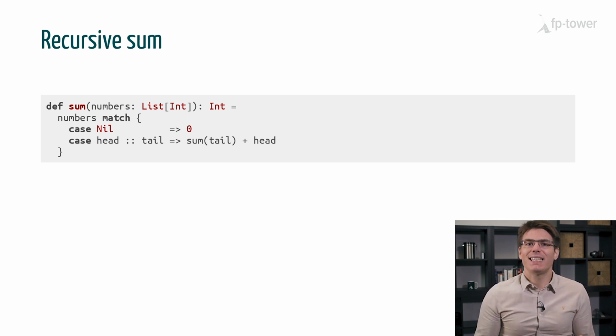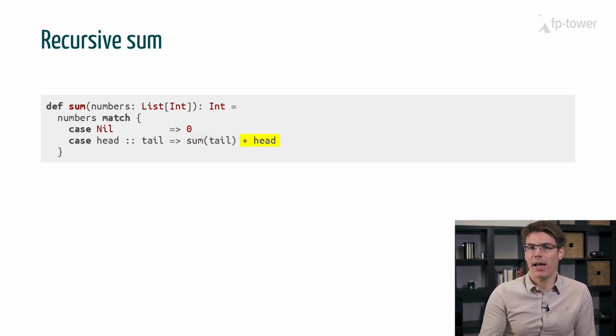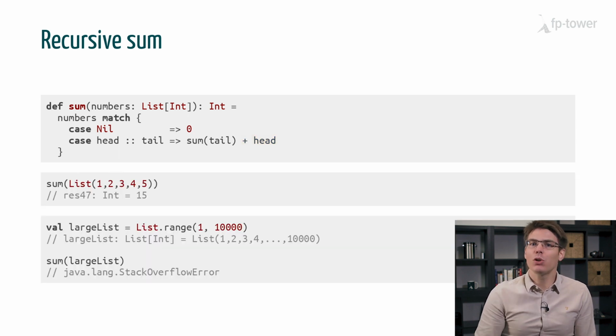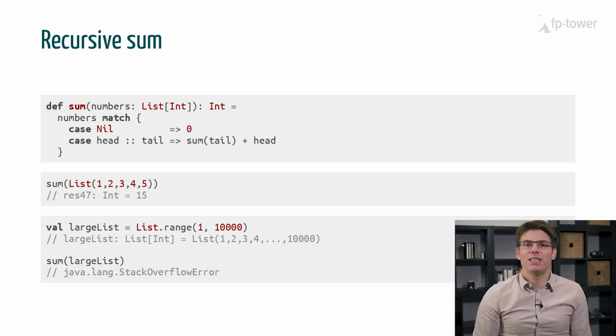Great, so the next step is to implement sum for each branch of the match. If it is Nil, then the sum is 0. Otherwise, we call sum recursively on the tail of the list and then add the number from the head, which keeps it simple and clear. It also works for small lists. However, if we call sum on a list of 10,000 elements, then boom, we have a Stack Overflow exception. So as you can see, this is a realistic concern.